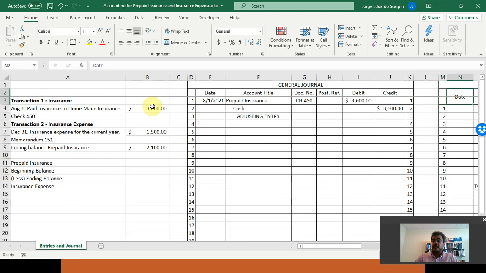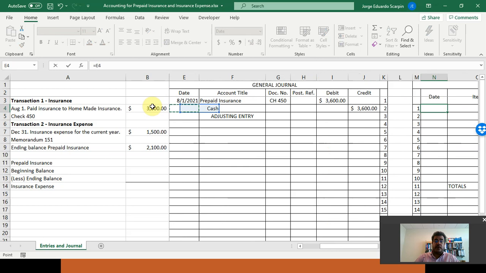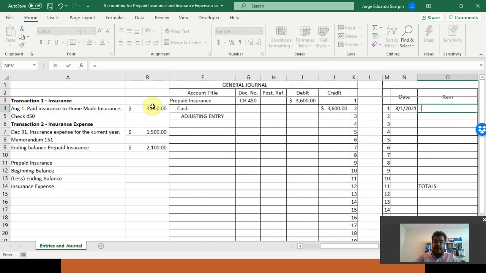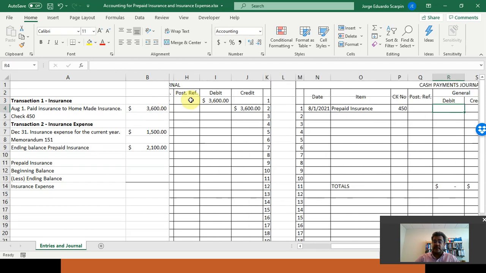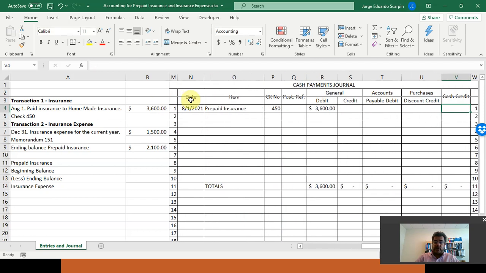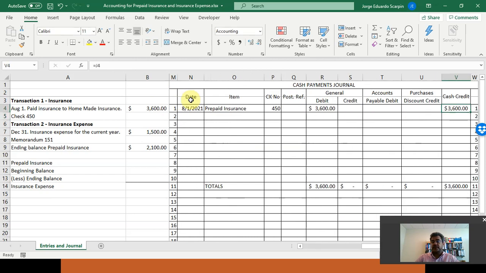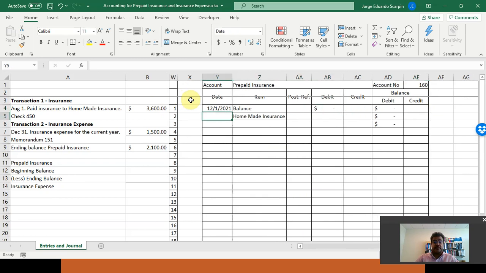Okay. It's cash, so we need to go to cash payments journal. August 1st. What are we paying? Prepaid insurance. Check number 450. The 450 here. Debit 3,600. Cash credit 3,600. And now the journal for prepaid insurance.